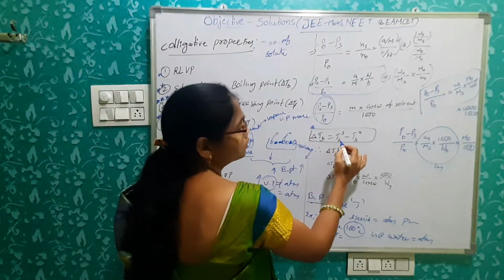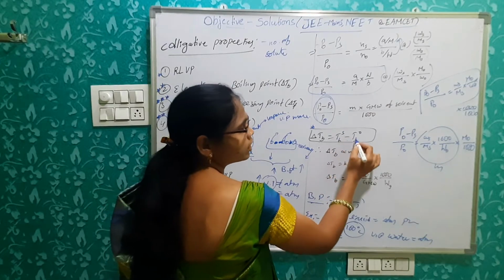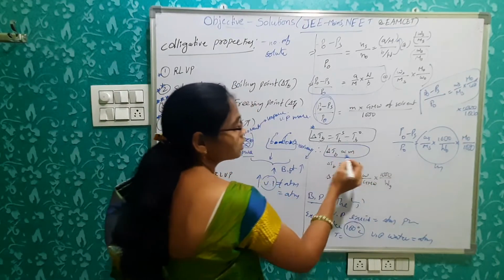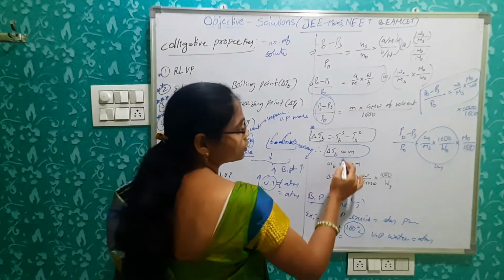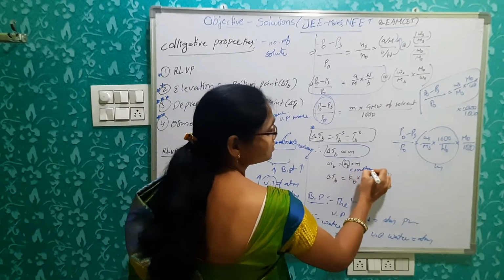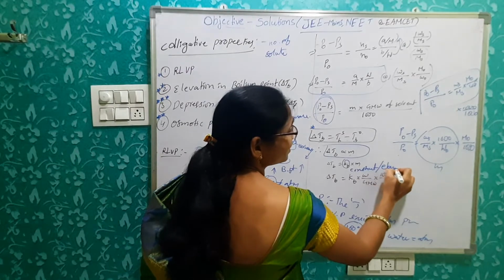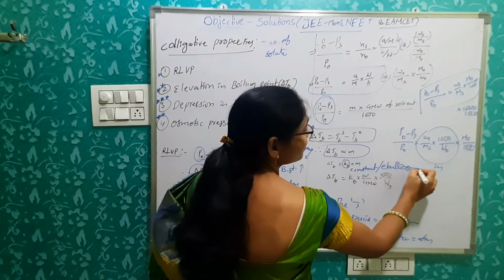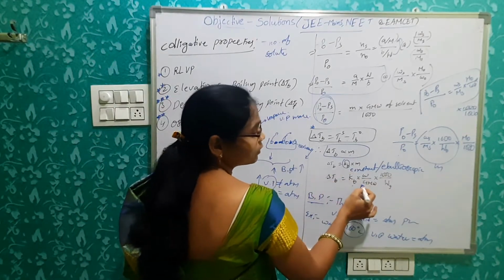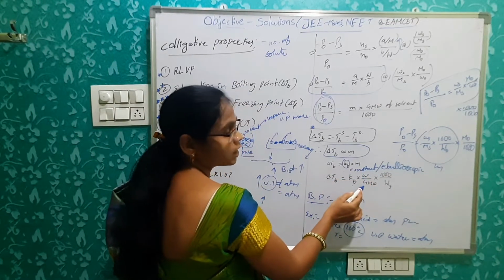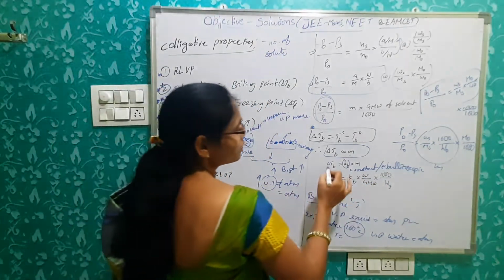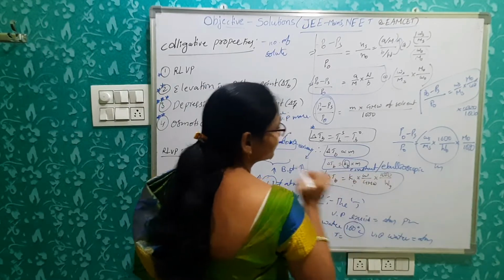Elevation in the boiling point is equal to the boiling point of the solution minus the boiling point of the pure liquid solvent. That is also proportional to molality. The proportionality constant Kb is the elevation in boiling point constant, or ebullioscopic constant. And m is molality, the formula being weight of solute in grams by gram molecular weight of solute, times 1000 by weight of solvent in grams.